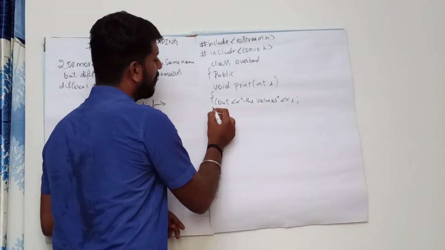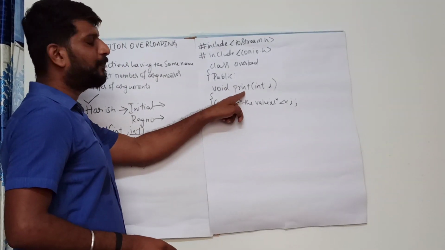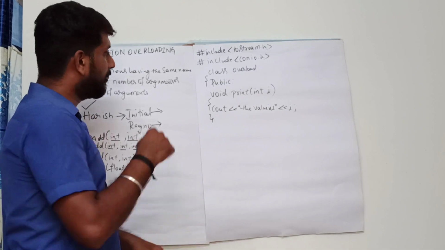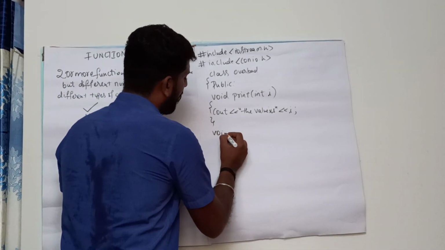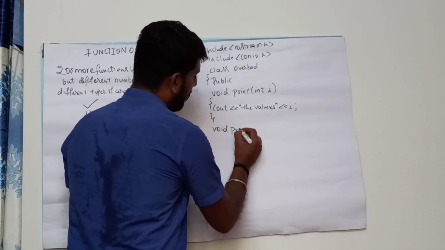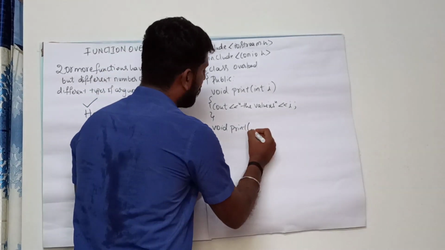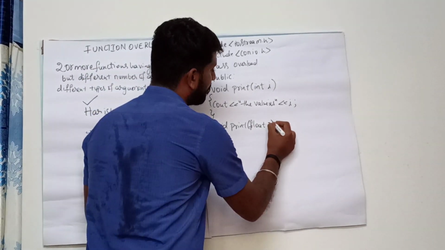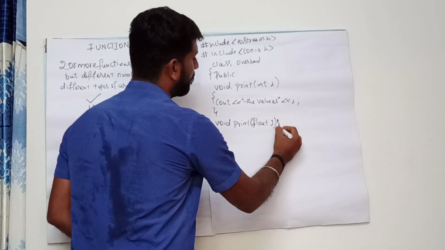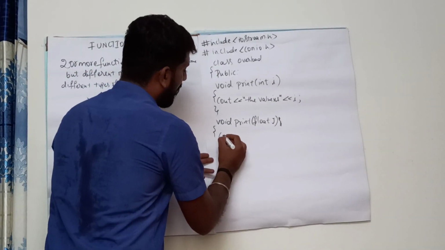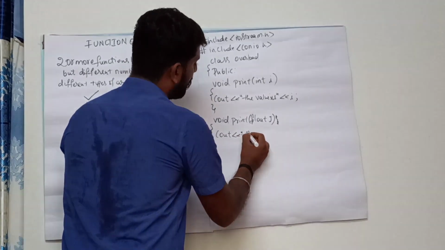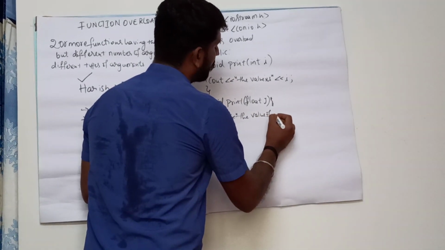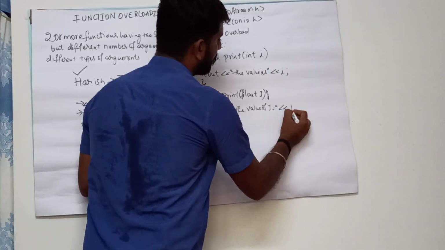So I will return one particular function. This particular function name is print and it is taking integer as an argument. Next, I will take another function, void print. The name of the function is same, but I am taking a floating variable as an argument, float j. Next, I will print this particular value, cout, the value of j is equal to j.